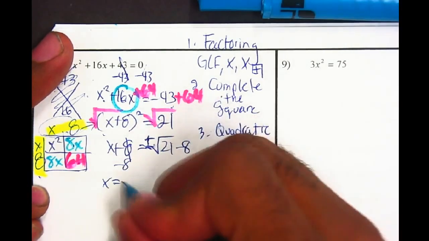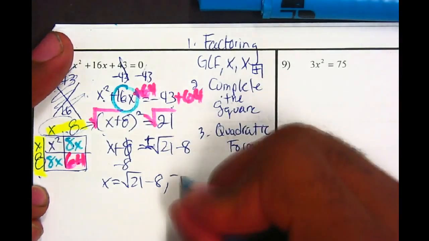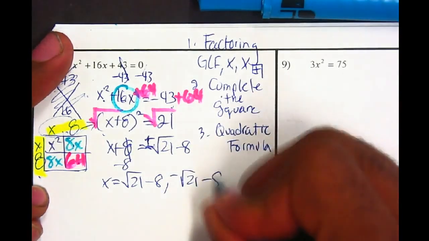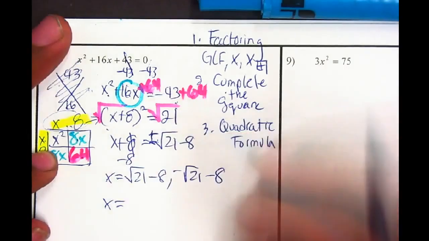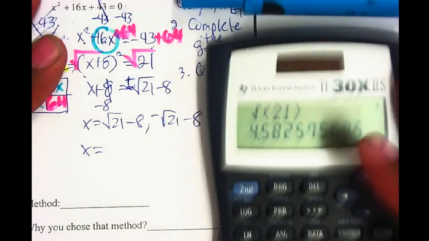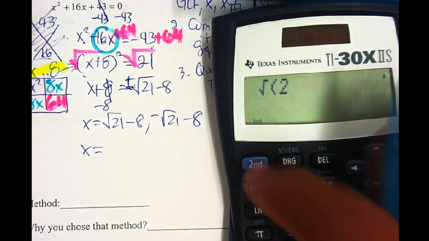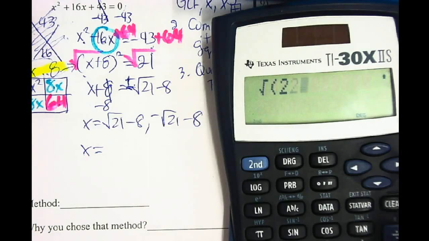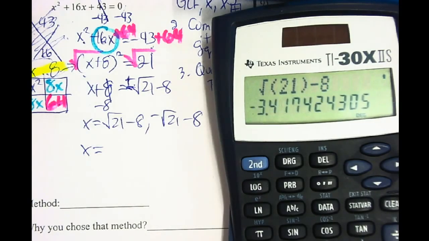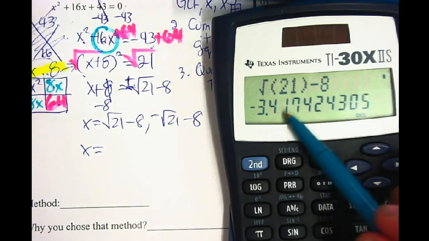So now our first answer is going to be positive square root of 21 minus 8. And our second answer will be negative square root of 21 minus 8. But here's the thing. I want you to do decimal answers. So let's figure out what the decimal is. And we'll do that by doing square root of 21 minus 8. And I want it rounded to the nearest thousandth, so 3 places after the decimal.